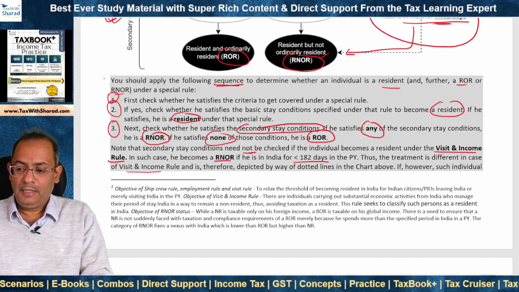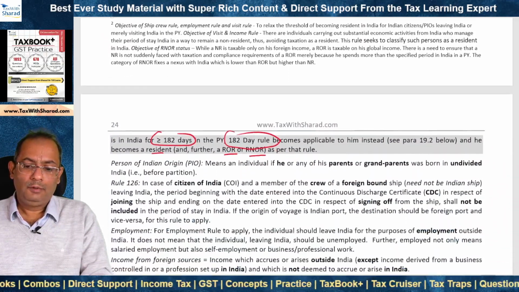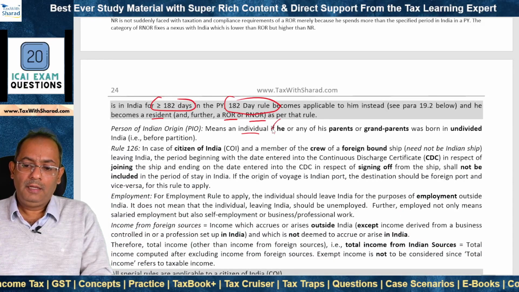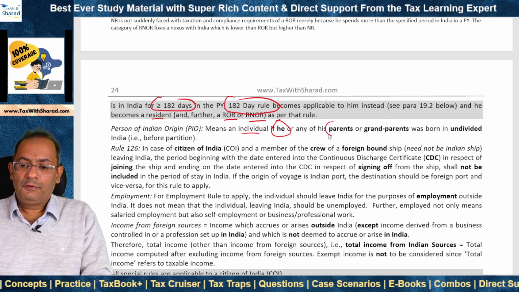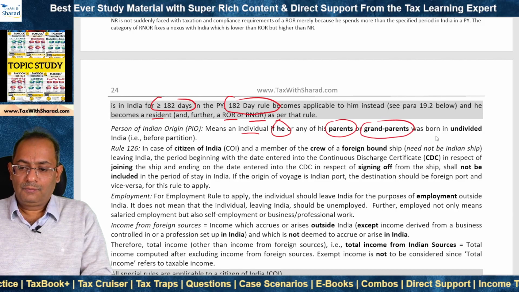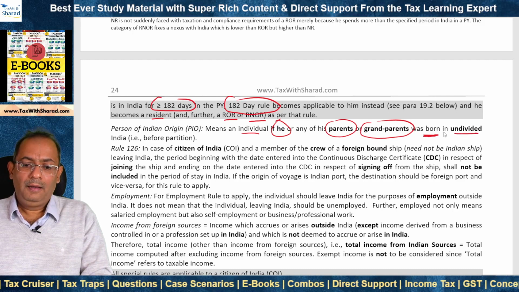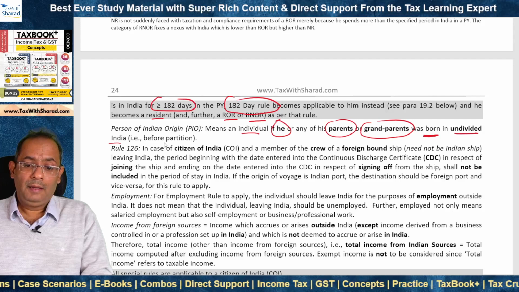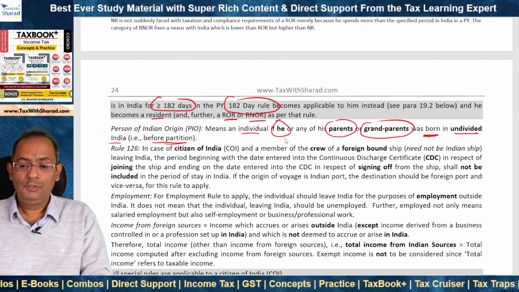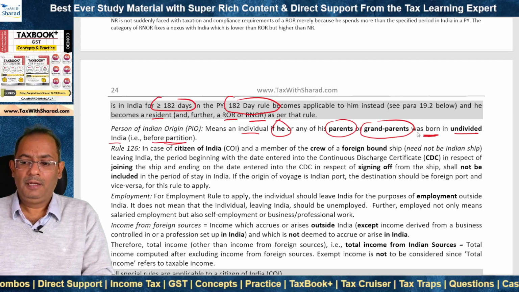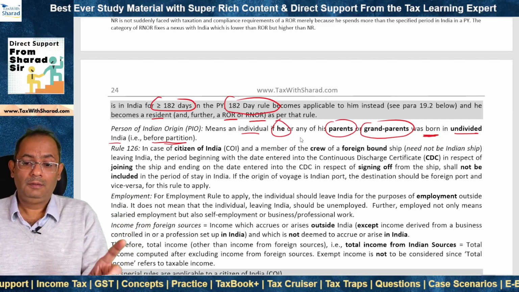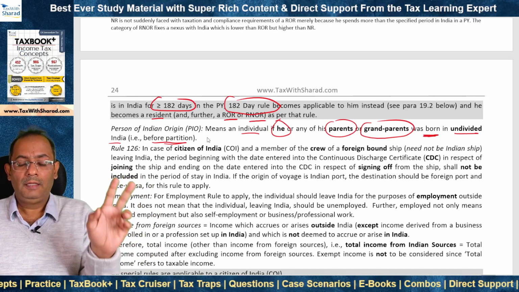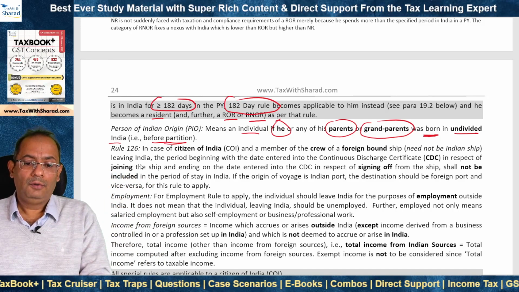Applies to a PIO as well. Who is a person of Indian origin or a PIO? PIO means an individual if he or any of his parents or grandparents was born in undivided India, not in the present day India, but in undivided India, that is India before partition. So the person would be treated as a PIO, and consequently the visit rule and visit and income rule can be applied to him.